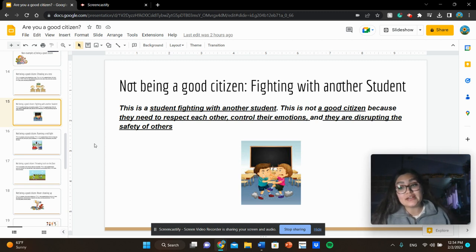Fighting with another student is another non-example of being a good citizen because fighting just doesn't end well. Okay, it doesn't take you anywhere. We need to respect each other. We need to control our emotions. And you're also disrupting the safety of others. When fights happen, it can be very chaotic. It can be very stressful and that's not being a good citizen. We want to be safe. We want you guys to be able to get along with each other, be respectful towards each other.